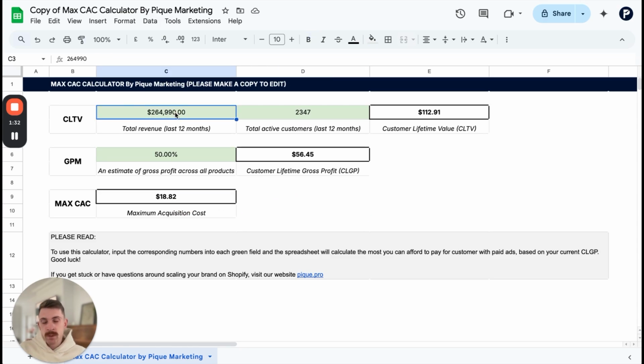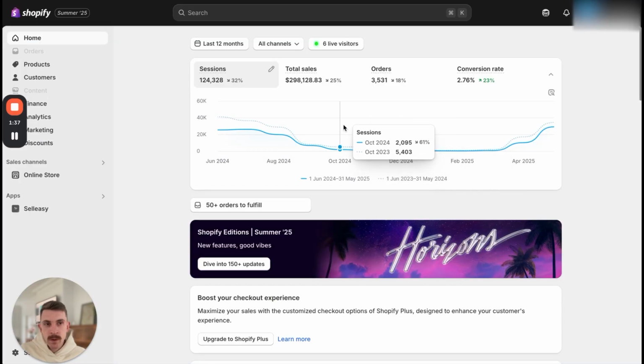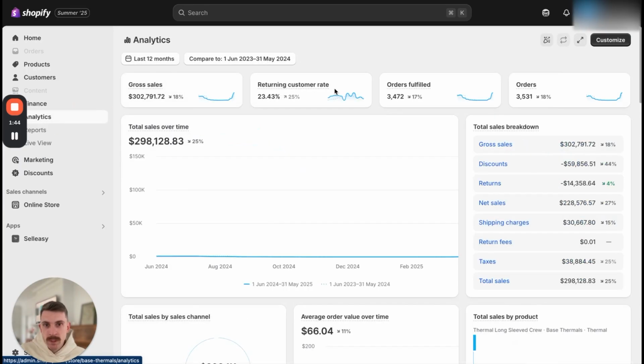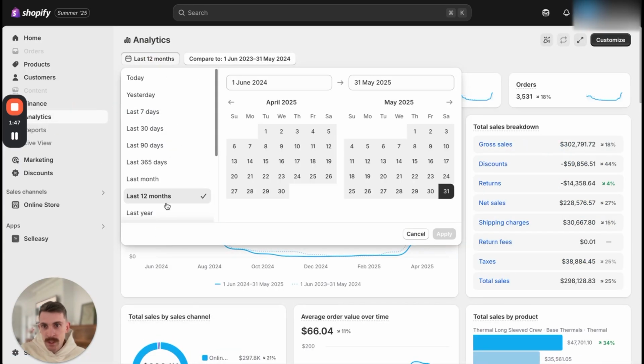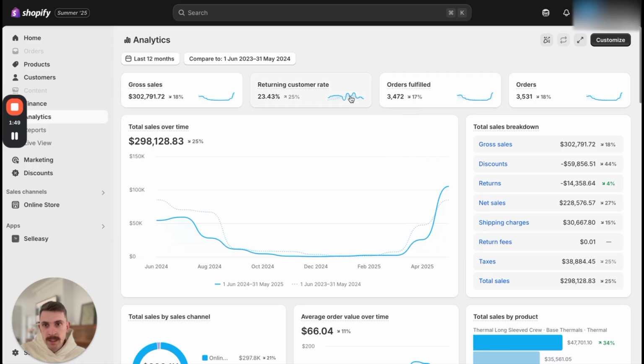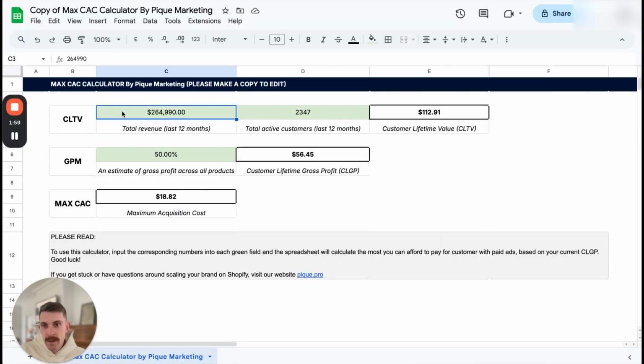The first one is your total revenue for the last 12 months. So what you're going to do is you're going to jump across to your Shopify dashboard, or if you're using another platform, then find your reports and analytics. And we're just going to jump in here and find the last 12 months. And so in this particular instance, we have made $298,120.83, which is lovely. And then we're just going to paste that right in here. Boom, winning.